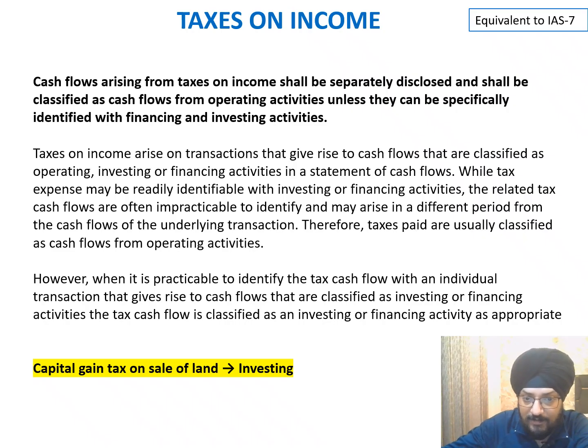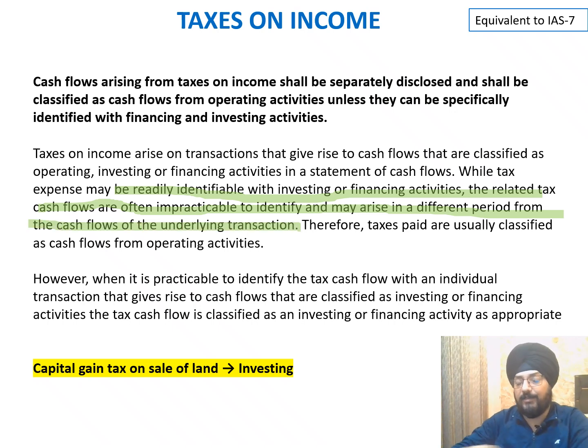So what that says is that taxes on income arising on transactions that give rise to cash flows are classified as operating, investing, or financing activity in the statement of cash flows. Well, the tax expense may be readily identified with the investing or financing activity. The related tax cash flow is often impractical to identify, and it may arise in a different period from the cash flow of the underlying transaction.